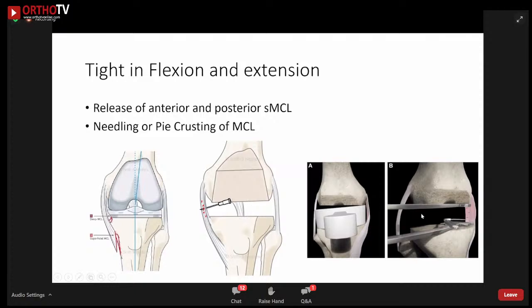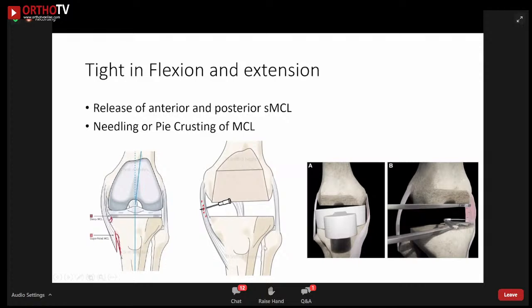The other thing which you can do is called pie crusting. Pie crusting, what we usually do is you use an 11 knife, and you make transverse cuts on the MCL, 3 to 4 cuts, and then extend it. And this is very similar to the skin graft. You make the cut on the skin grafts to extend the surface area. That's exactly what you're doing here.